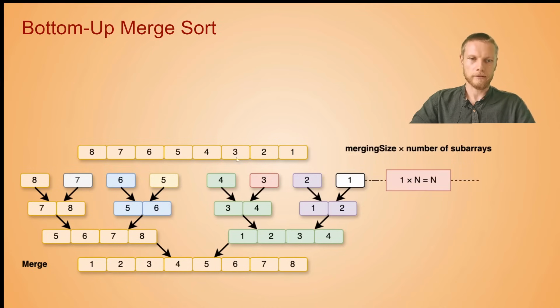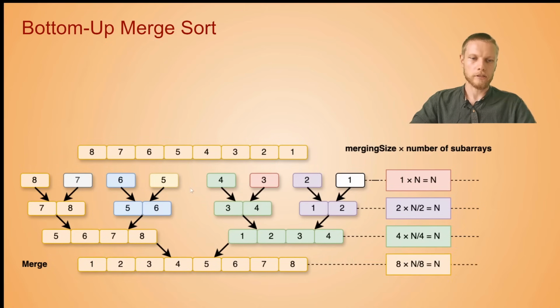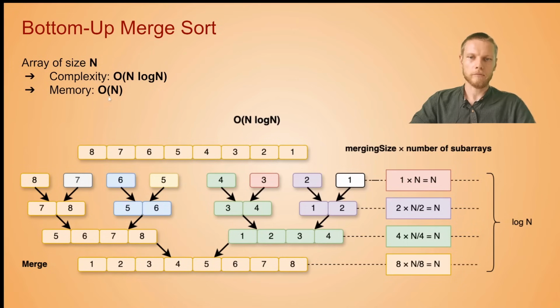Let's look at the complexity. We again have n iterations on each level to make the merge, because for example here we have merge size 1, which means that we are merging arrays of size 1, and the number of subarrays is n. We have a very similar situation on each level as we had for top-down merge sort, and again we have log n levels. So again, we can say that the runtime complexity is O(n log n). Memory consumption is also O(n). So from the asymptotic complexity point of view, those two algorithms look exactly the same.